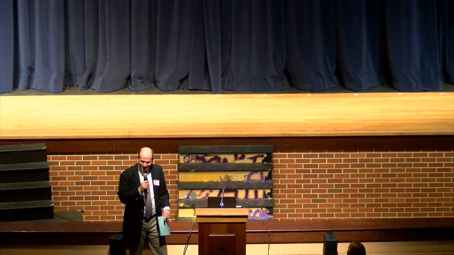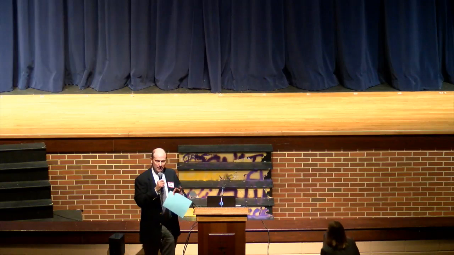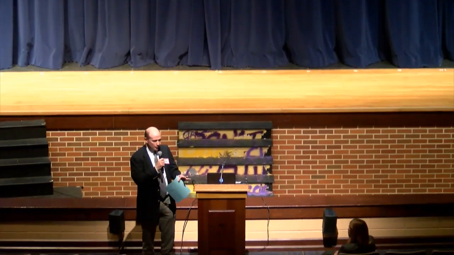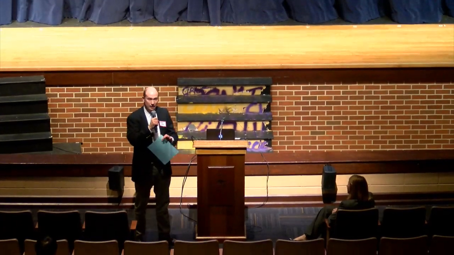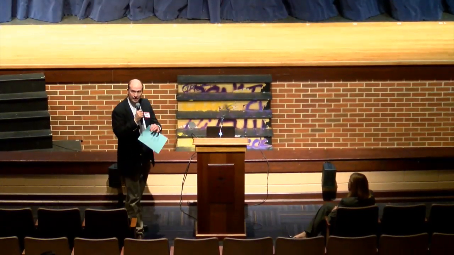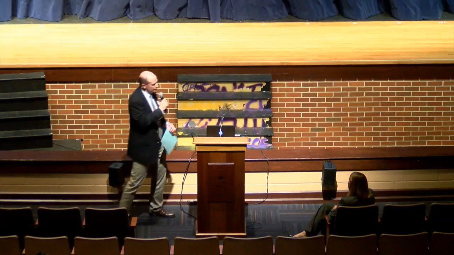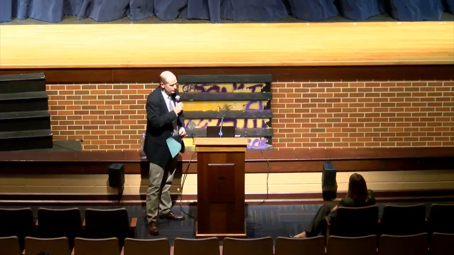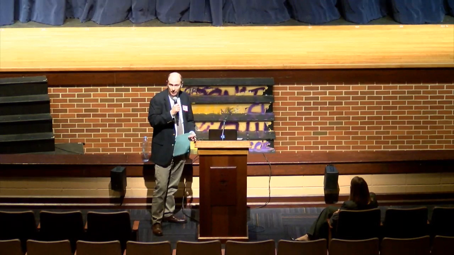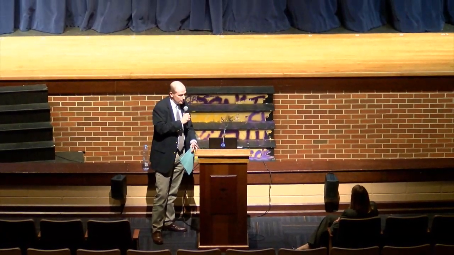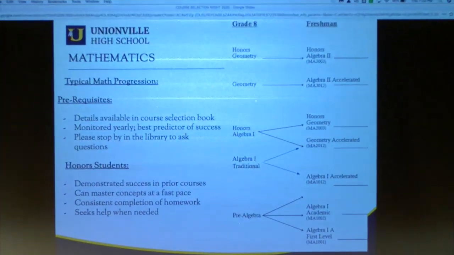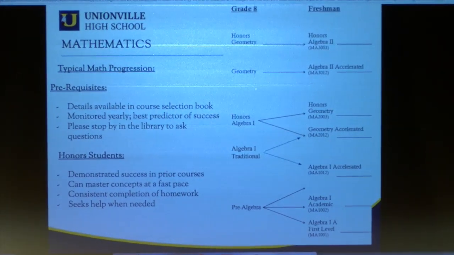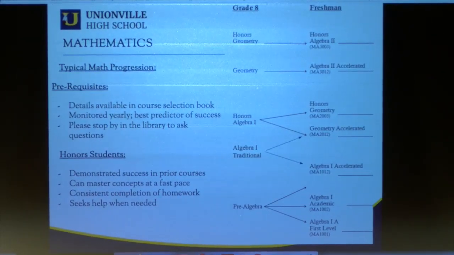Math is a little more complicated than the previous subjects because, as you know, most kids in our school district, or all kids, follow a certain sequence. You have pre-algebra, algebra 1, geometry, algebra 2, and then you move on from there. The problem is a lot of students start algebra at a different point, so the course you take depends on the course you're in this year. This chart explains where you are now in 8th grade and what you would take your freshman year.